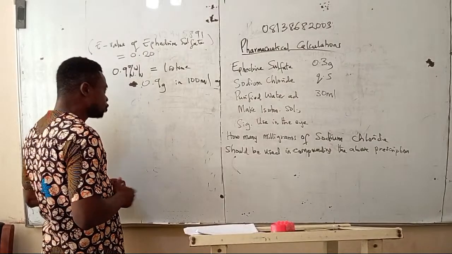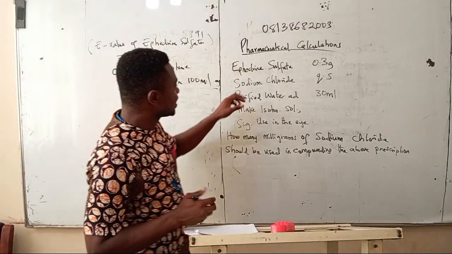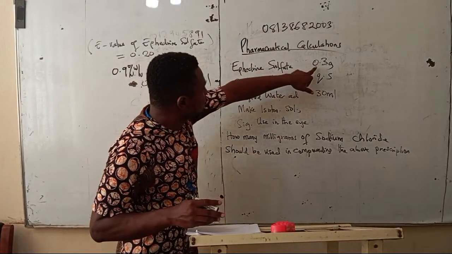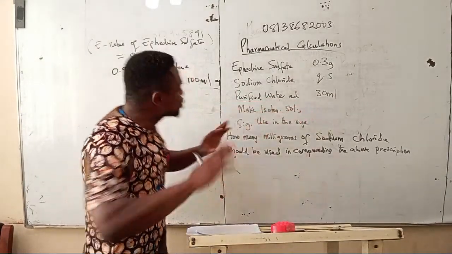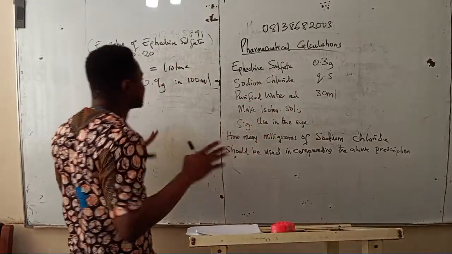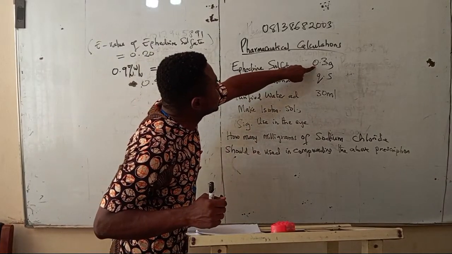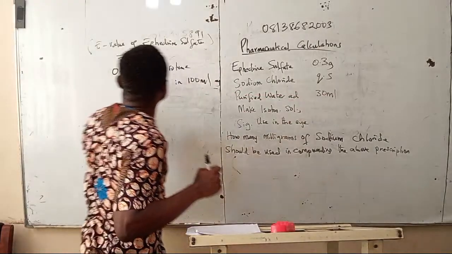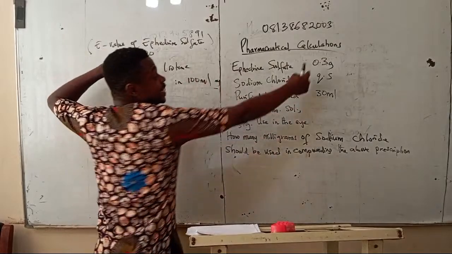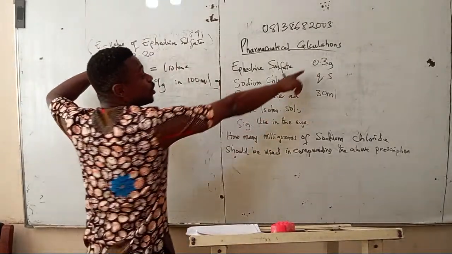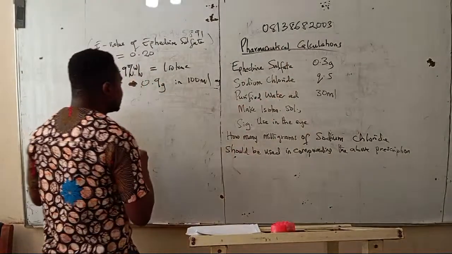Okay? Good. But before we do that, there's something I want us to do. Remember that ephedrine, this is 0.3 gram, is in what? 30 ml. In fact, the easiest way to do that is to simply remember that ephedrine sulfate is 0.3 in 30 ml. So we need to use this equivalent of ephedrine to know the amount of sodium chloride this 0.3 gram of ephedrine sulfate represents. But let's conclude this first.